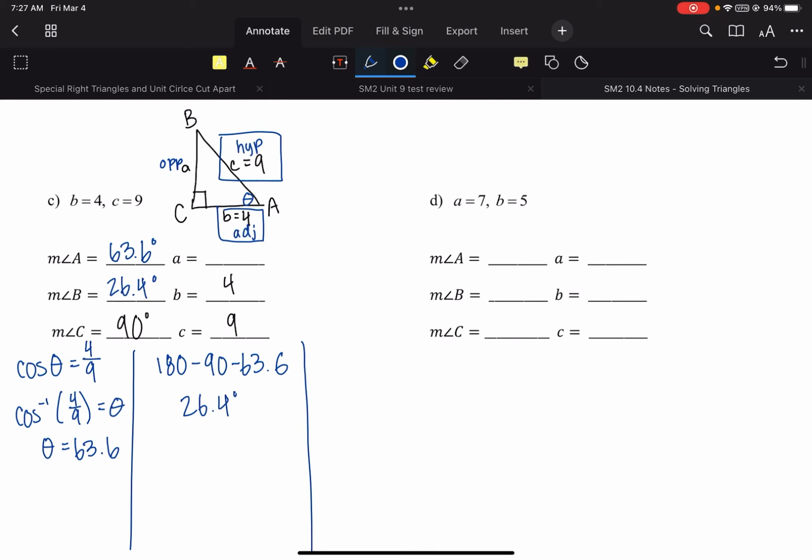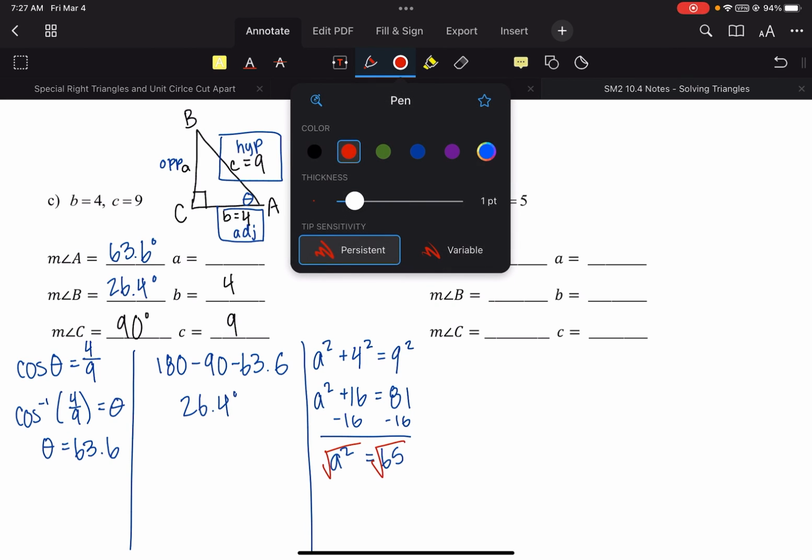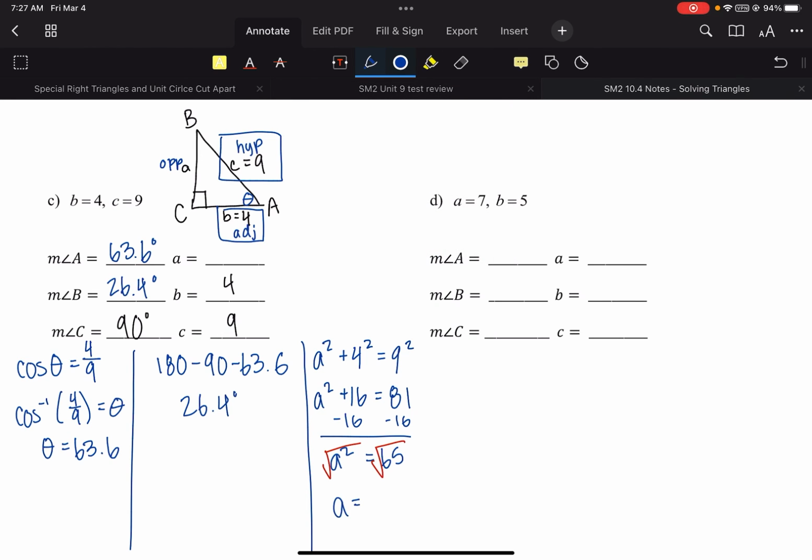And then finally I need to solve for side length A. I'm going to use the Pythagorean theorem. A squared plus B squared is equal to C squared. So A squared plus 16. I don't know why I wrote 9 to the 6th there. I'm sorry. So A squared plus 16 equals 81. Bring the 16 to the other side. A squared is equal to 65. Take the square root. And my A is equal to 8.1. So that would be how I finish solving that triangle.